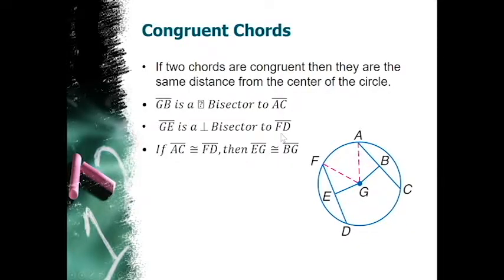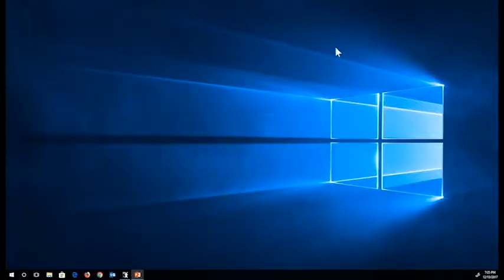If two chords are congruent, why did that not show up right?